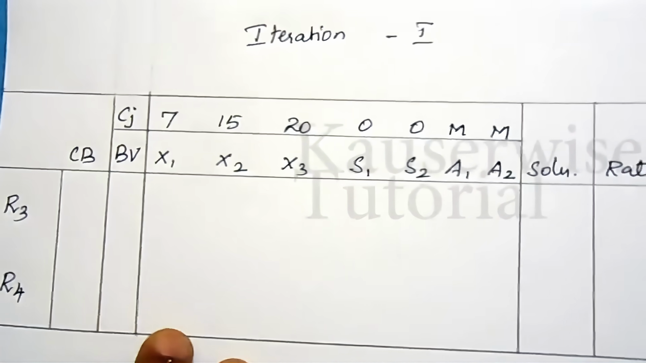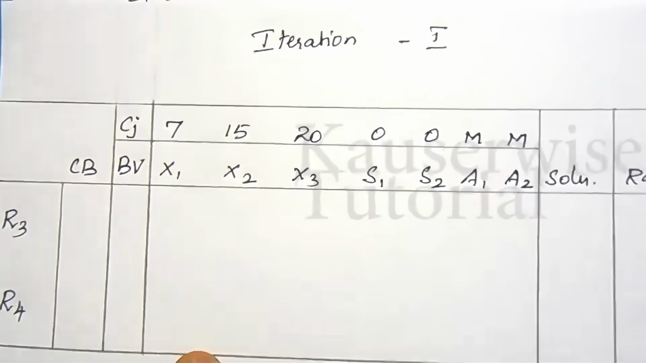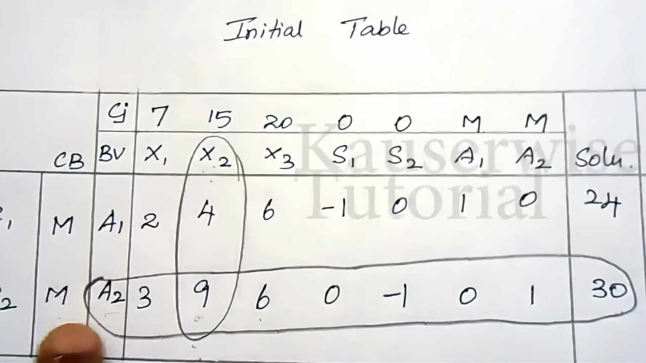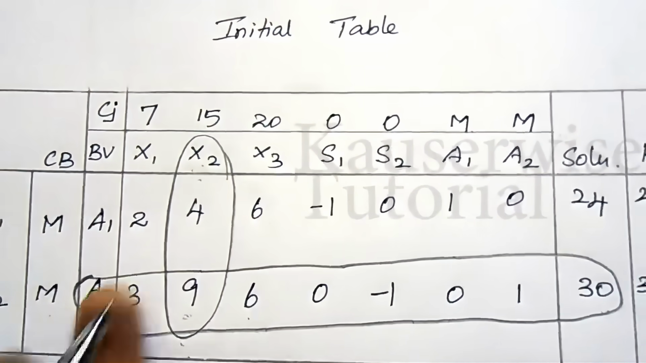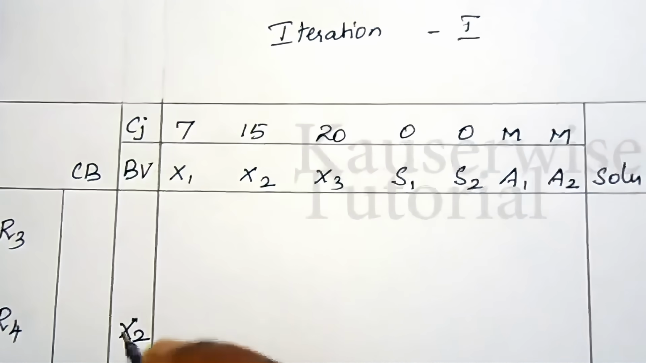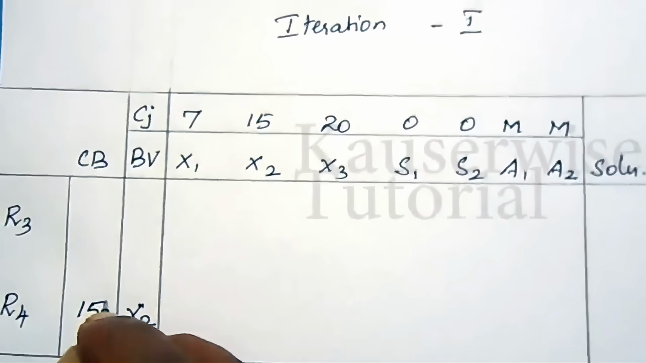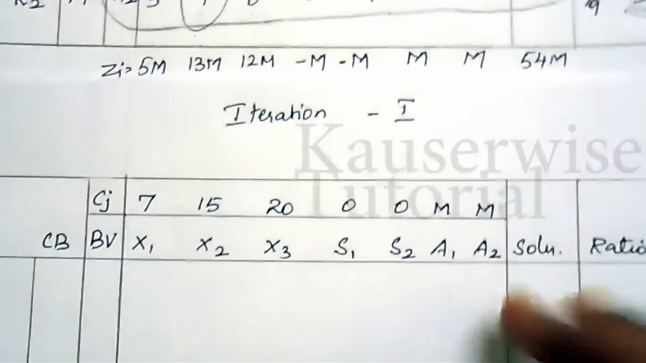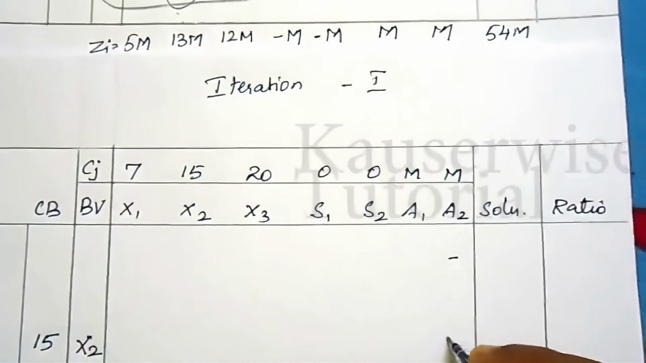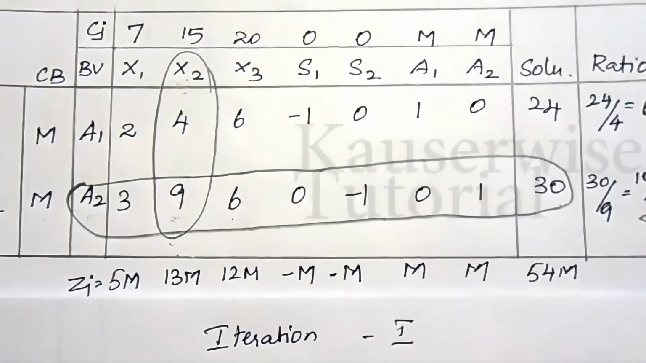Okay, in the previous initial table, which variable is the entering variable and which is the leaving variable? x2 is the entering variable and a2 is the leaving variable. In the first iteration, instead of a2, you need to write x2. What is the cost for x2? 15. Write 15 here. And a2 is the leaving variable, so in the a2 column you need not find anything. Put a dash.